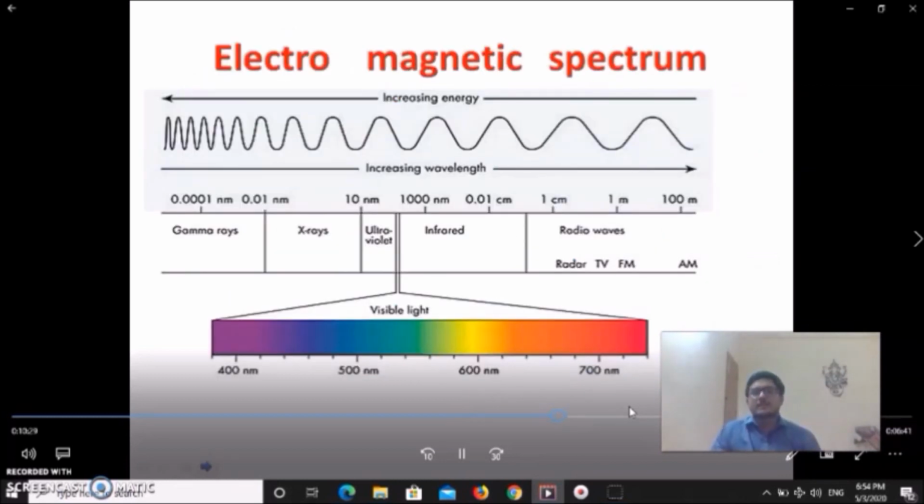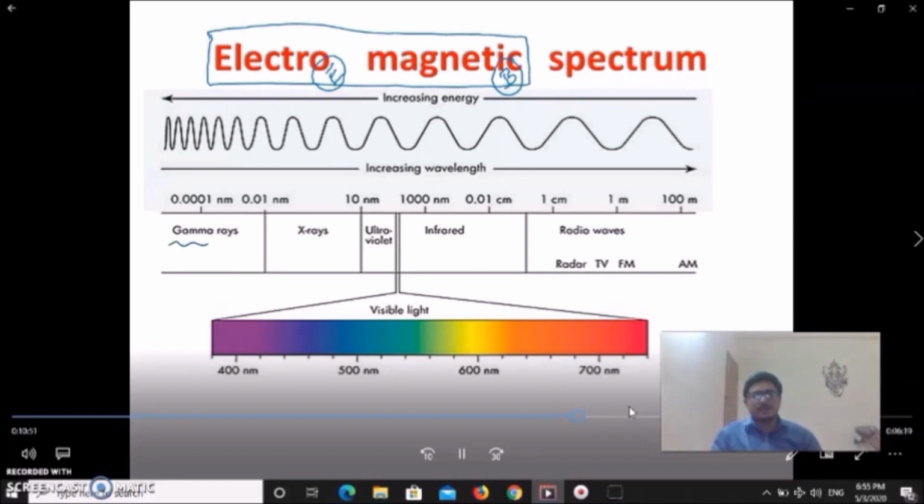This is the electromagnetic spectrum. We have learned about electromagnetic radiation. That means a radiation, a wave produced because of electric field E and magnetic field B. Now, many waves are there, not only light waves. We can plot them. Let's start with gamma ray. Gamma ray wavelength ends at 0.01 nanometer. Clear?